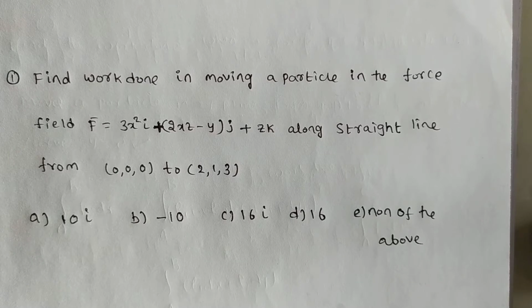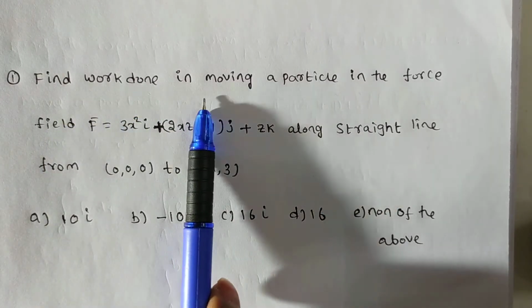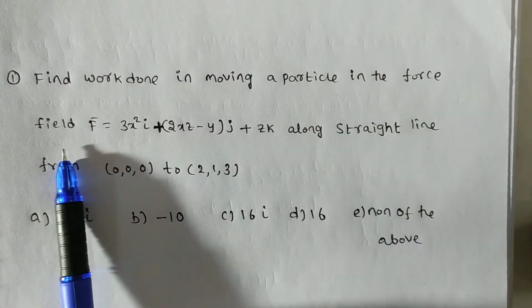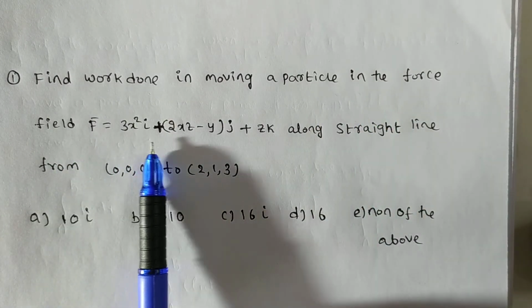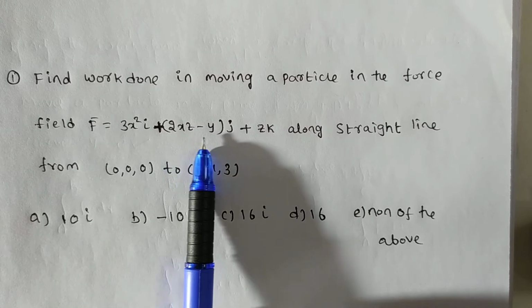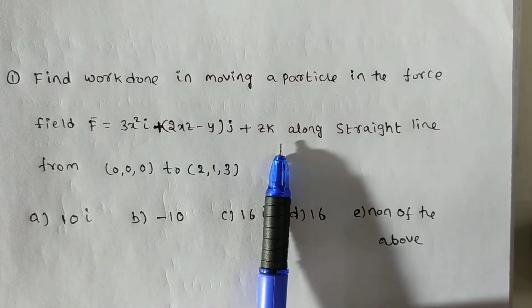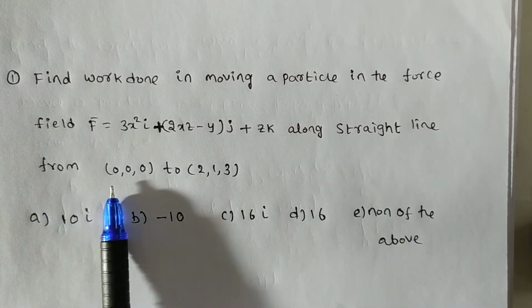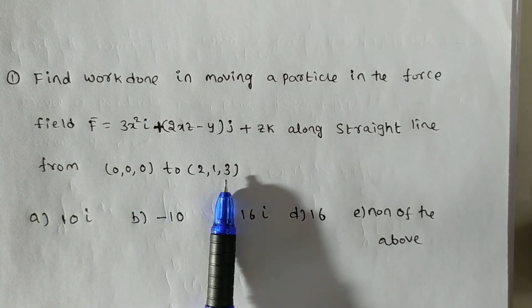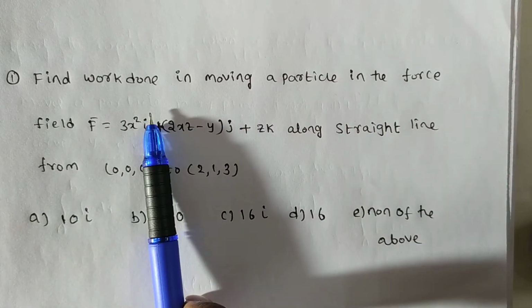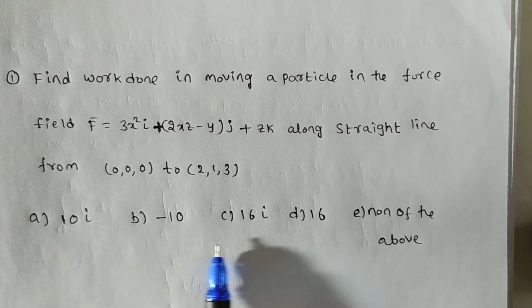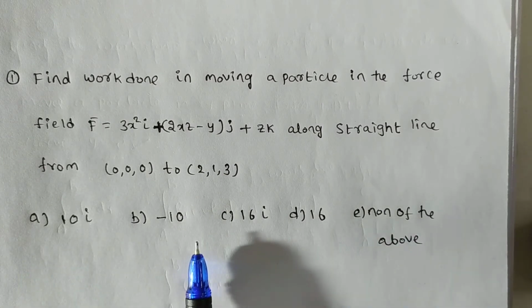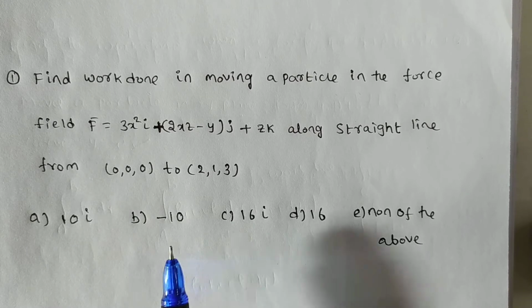Before going to the problem solving, first I am giving one task for you. The task is: find the work done in moving a particle in the force field F bar = 3x² i + (2xz - y) j + z k along the straight line from (0,0,0) to (2,1,3). You have to solve this problem and choose the correct option. Post your solution in the YouTube comment box.